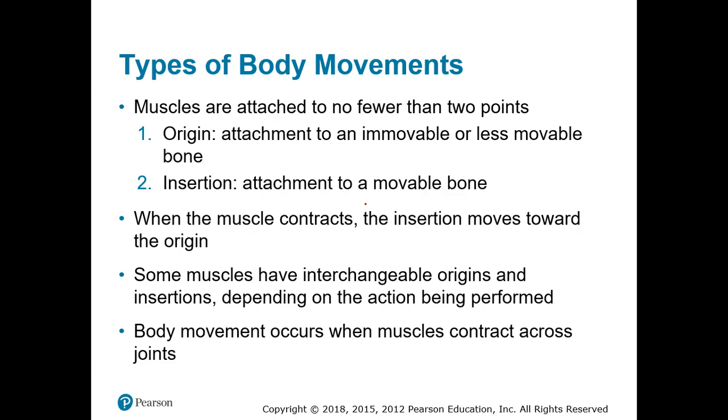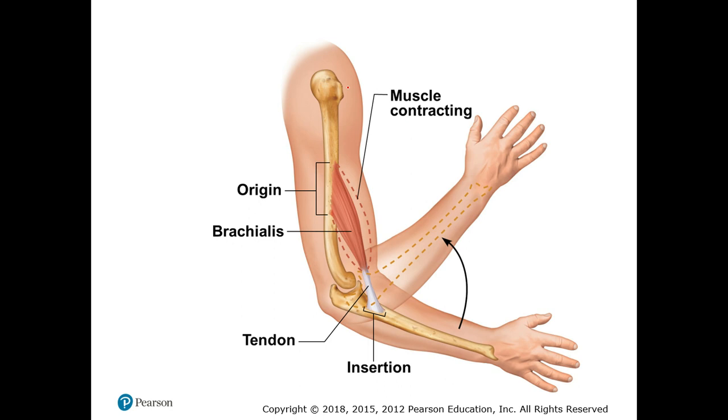Okay. So when I said we're going to define those 2 points, again, muscles attach at no fewer than 2 points. We always have at least one origin and one insertion. An origin is going to be defined as the attachment to an immovable or less movable bone. So if we go back to our picture of our arm, typically when you are flexing your arm or pulling your forearm up, your humerus bone does not move, but your forearm does move up.